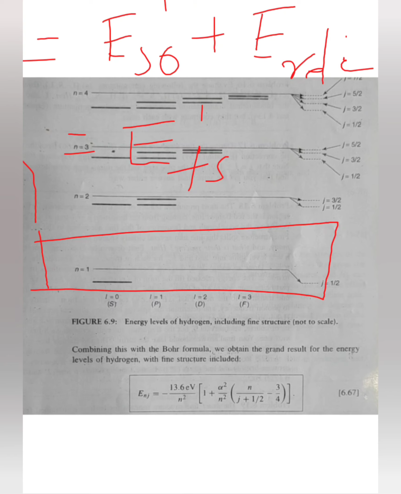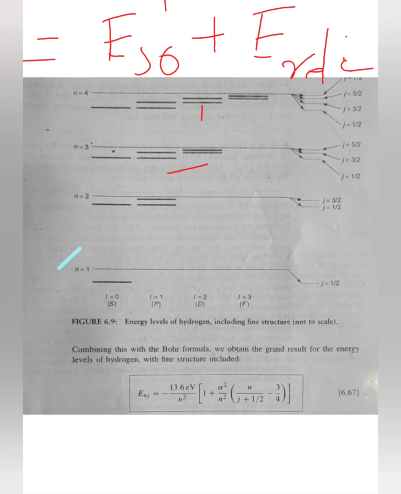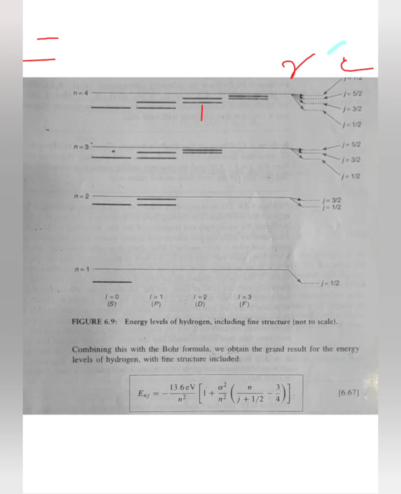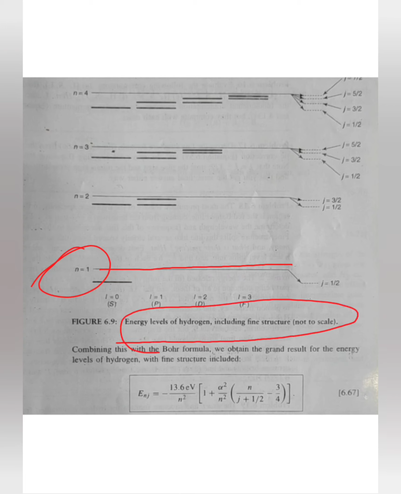So this is the energy level diagram of hydrogen due to the fine structure. You can see this is the unperturbed energy. n is equal to 1 indicates the ground state energy. So this is the energy level diagram of the hydrogen atom.